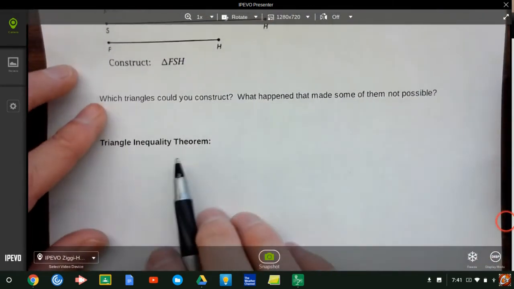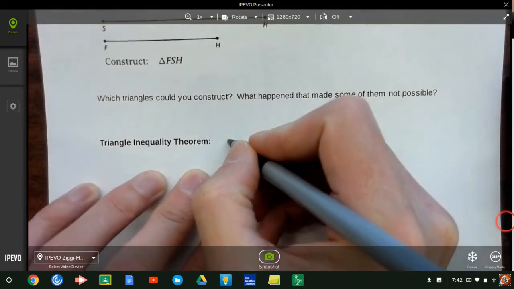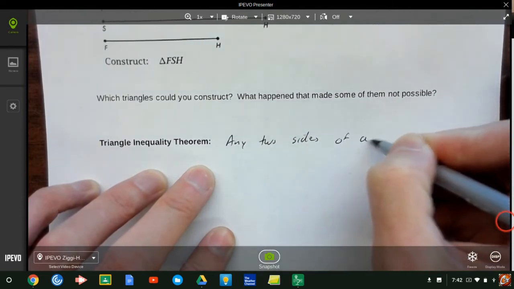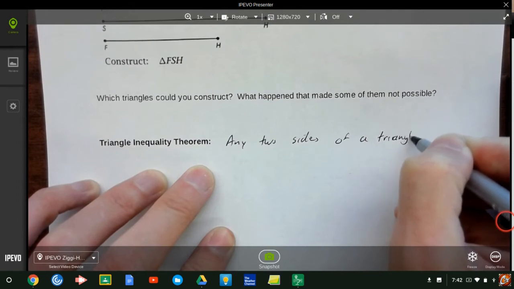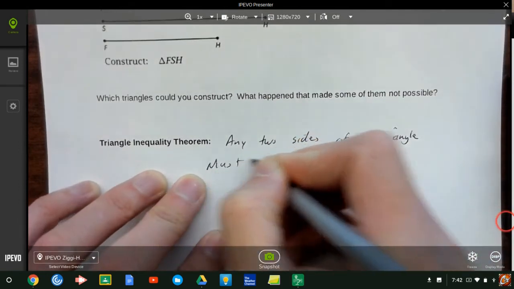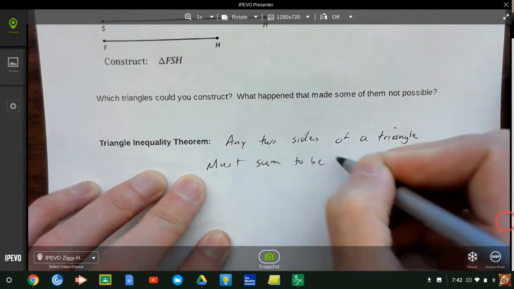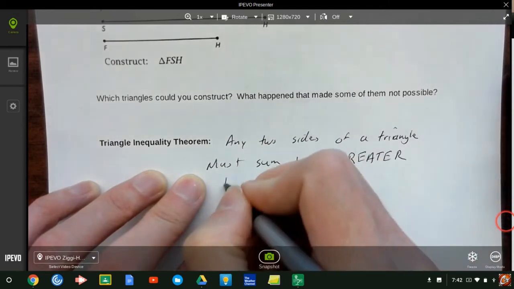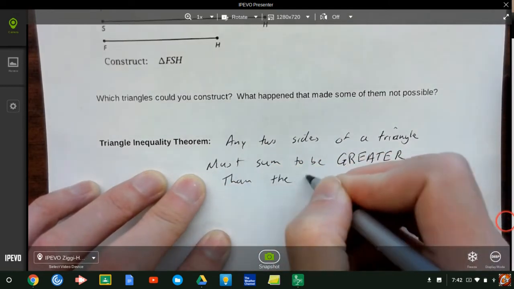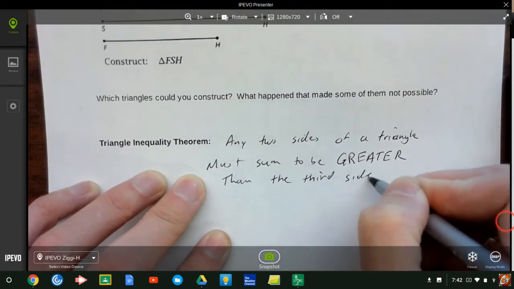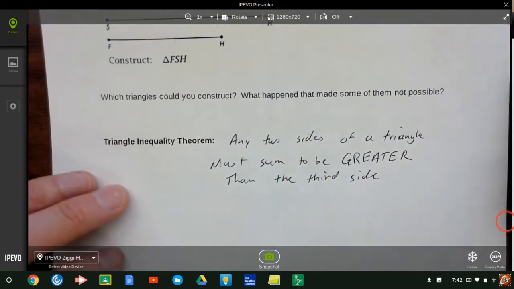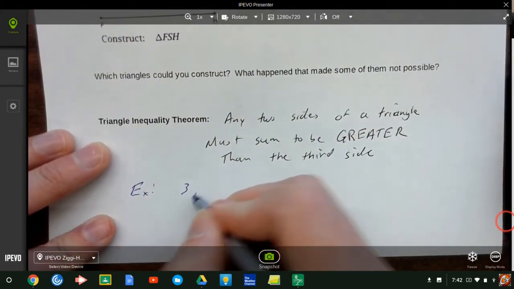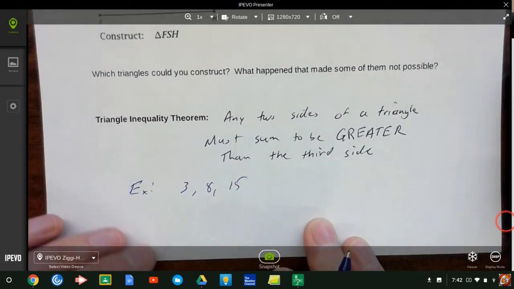Turns out that the triangle inequality theorem tells us that any 2 sides of a triangle must sum to be greater than the 3rd side. Okay, so that means if I've got 3 sides of a triangle, for example, if I give you the sides of a triangle are 3, 8, and 15, will that make a triangle?